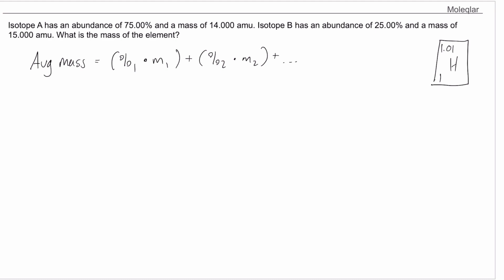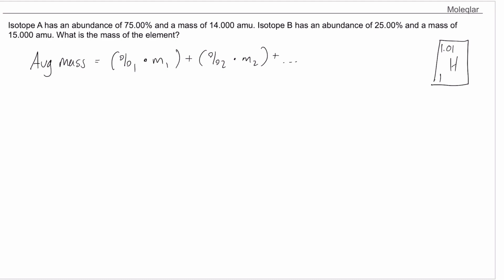Now, I've presented you a question here that we can really just do as a thought question, but we'll also calculate it to kind of prove our point. So we have 2 isotopes. Isotope A, again, this is not referring to any kind of specific element, it's just isotope A, has an abundance of 75% and a mass of 14 AMU. Isotope B has an abundance of 25% and a mass of 15 AMU. What is the mass of the element?